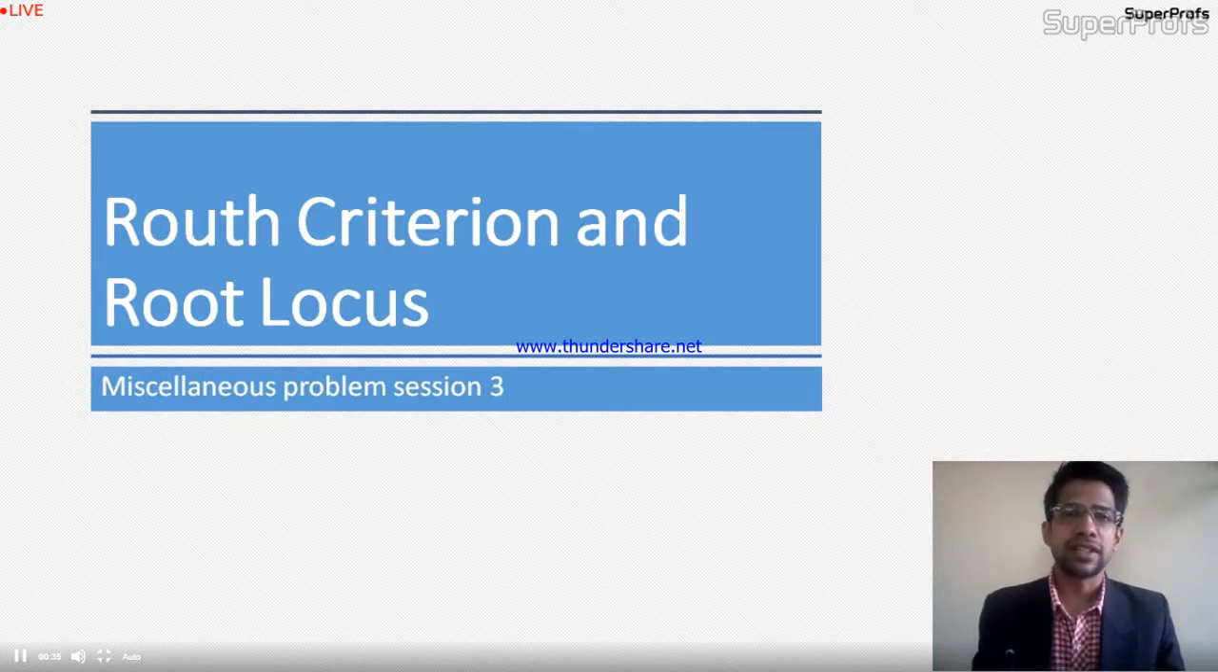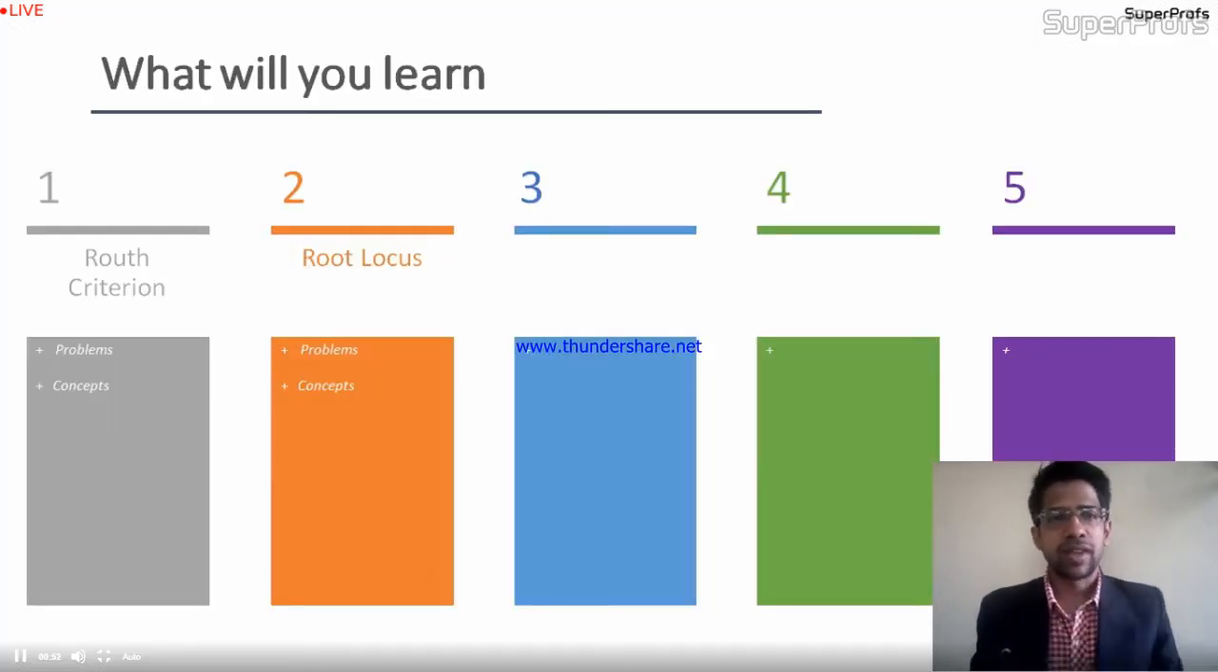In this session, we'll be revisiting those concepts and revising them with the problems that are asked in GATE examinations and different high-level examinations. So, let us go forward and let me tell you what we are going to focus on. Routh's criteria. First, we will go to Routh's criteria problems and concepts.